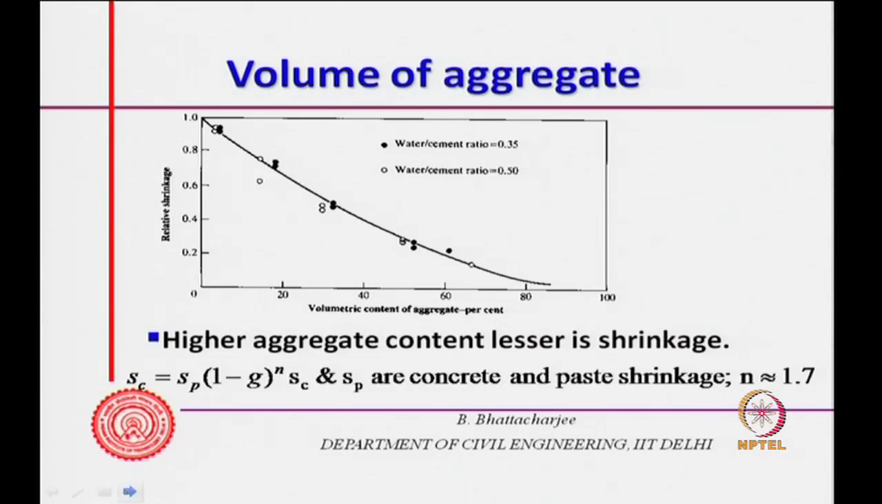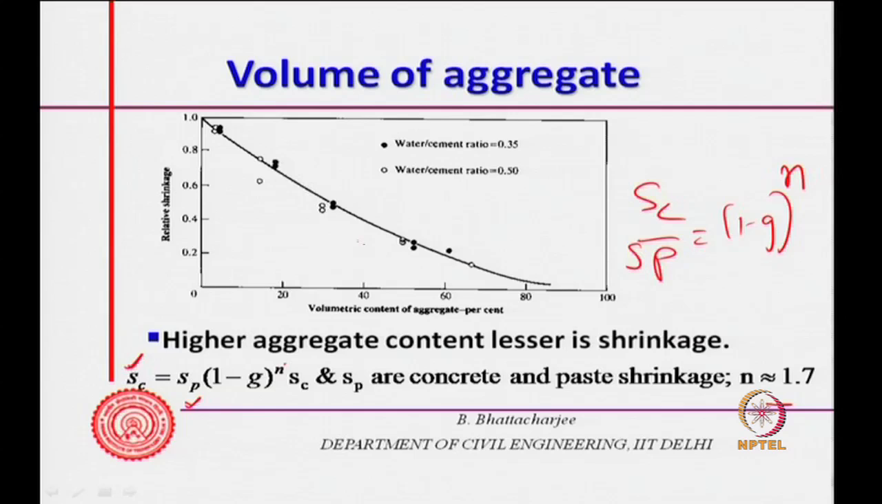Now, one can look into a simple empirical equation. The shrinkage of concrete can be related to the shrinkage of paste as SC by SP equals 1 minus g to the power n, where g stands for aggregate content and n has a value of 1.7. It is a kind of square, because this is trying to fit an empirical equation.